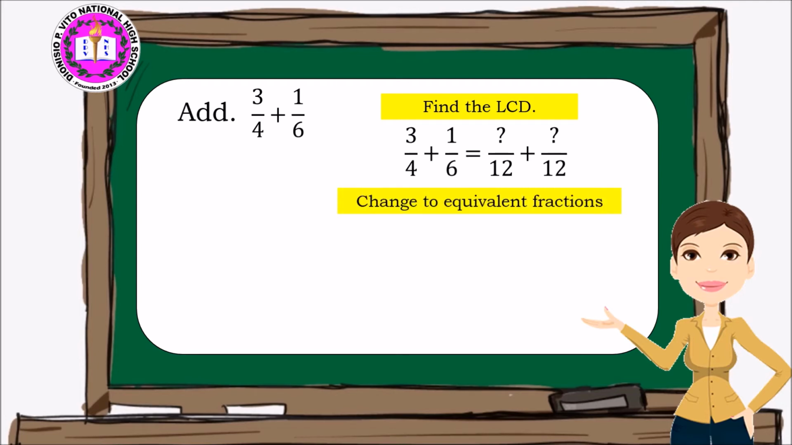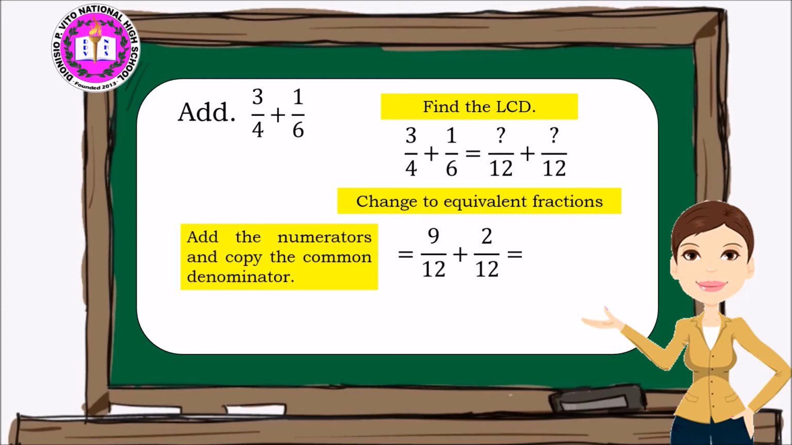Then, we're going to change to equivalent fractions. So we have 9 over 12 plus 2 over 12. Because 12 divided by 4 is equal to 3 times 3 is equal to 9, and 12 divided by 6 is equal to 2 times 1 is equal to 2. Therefore, we have 9 over 12 plus 2 over 12.